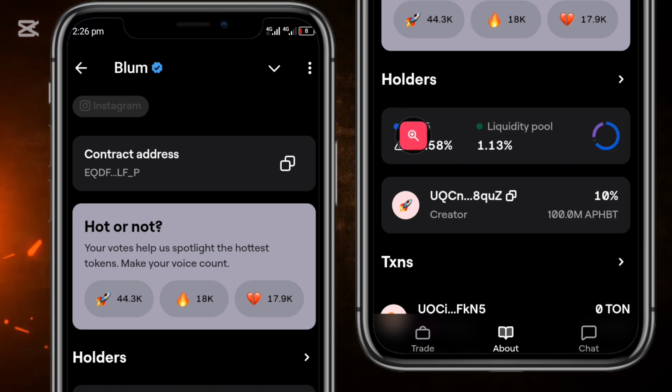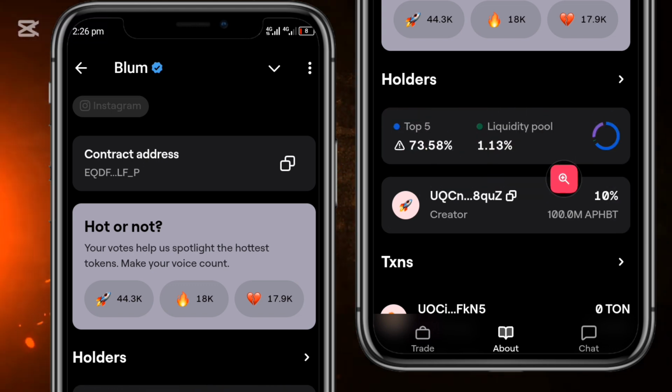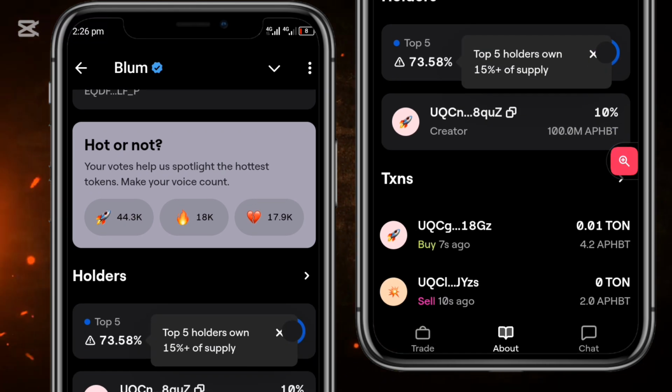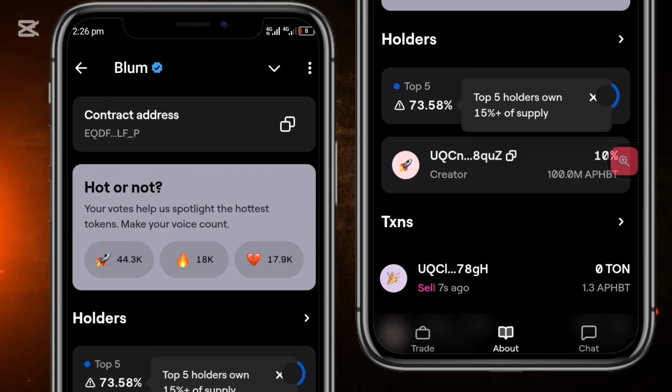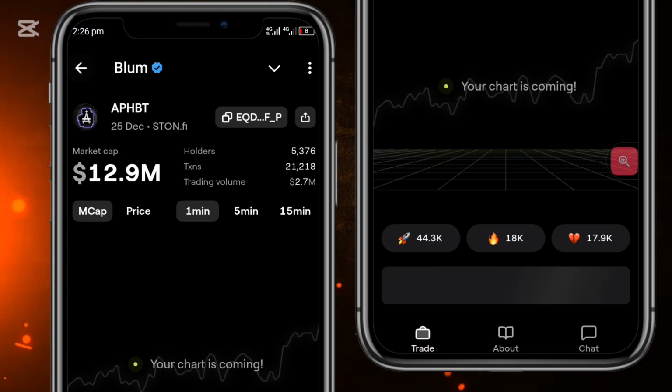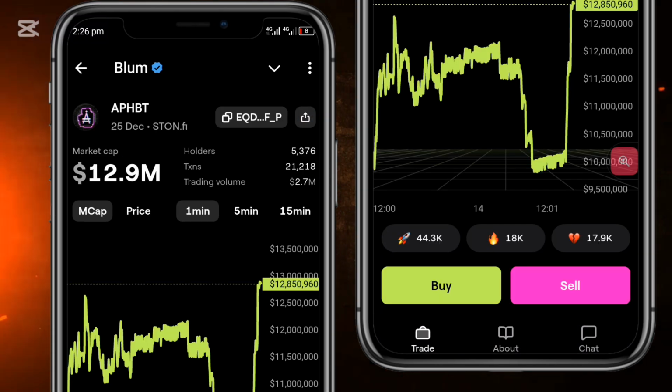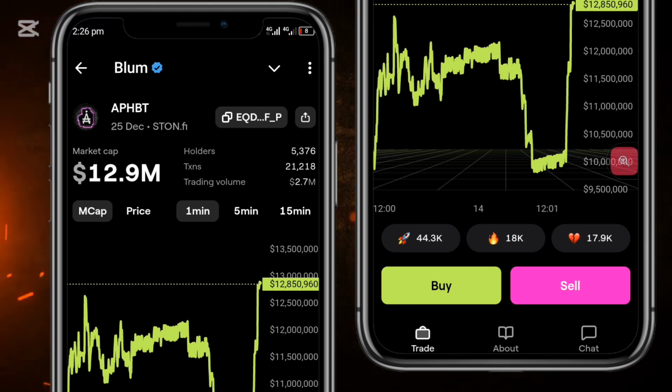Now, let me explain something right here again. You should also look out for the top 5 holders. When you open the top 5 holders, you should look at the number of TON that they have used to buy that particular coin. Now, let me go back to the trading interface so that we'll continue what I was trying to explain.